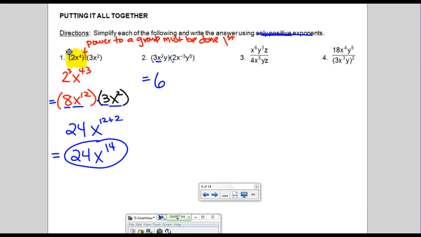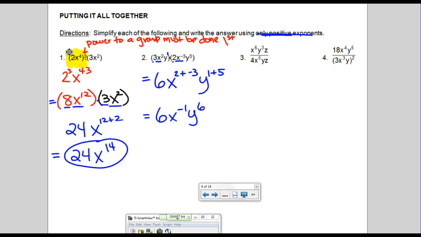Then the x to the second and the x to the third are like bases, and we're going to add the powers. And then the y, now that has a y to the 1, and that's going to be multiplied with a y to the 5. So you're going to add the powers. All right, so 2 plus negative 3 is negative 1, and then a y to the 6th.